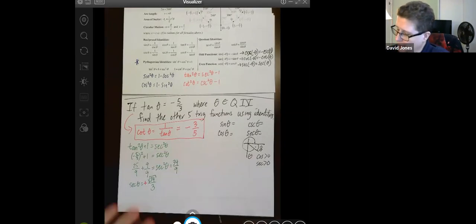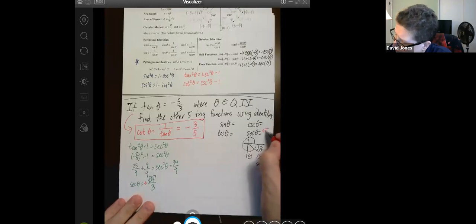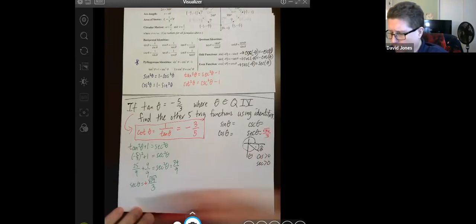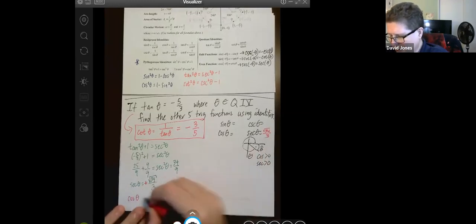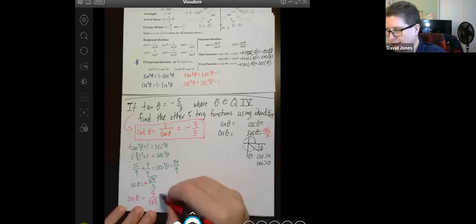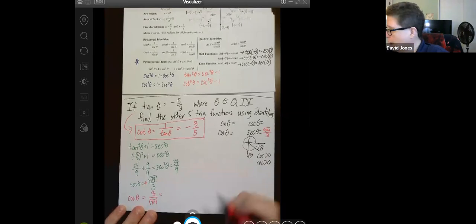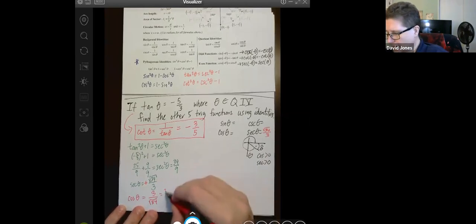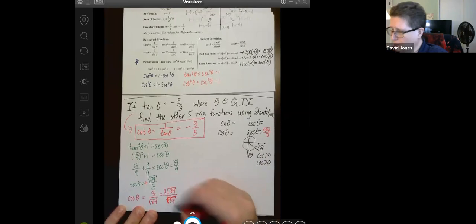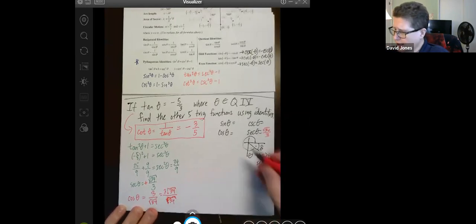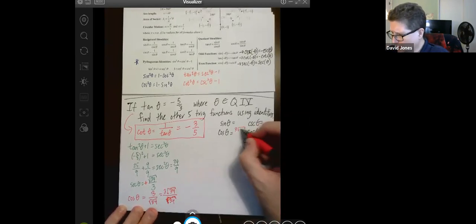We flip it. So I got it. Let me fill it in. Secant theta is root 34 over 3. If I want cosine theta, flip it. Flip it real good. And we want to rationalize it. We'll multiply top and bottom by root 34 over root 34. And we don't have the radical on the bottom anymore. So cosine theta is 3 root 34 over 34.